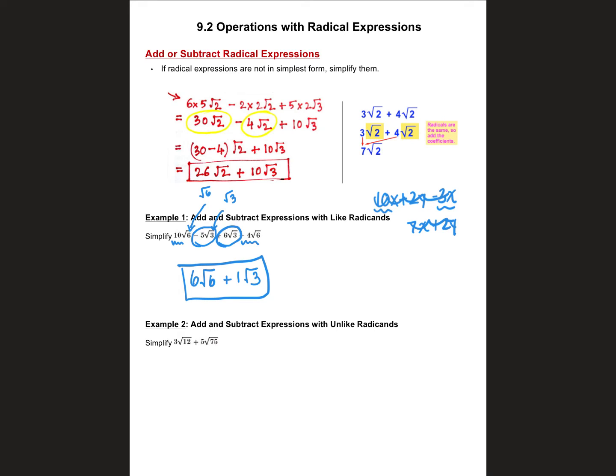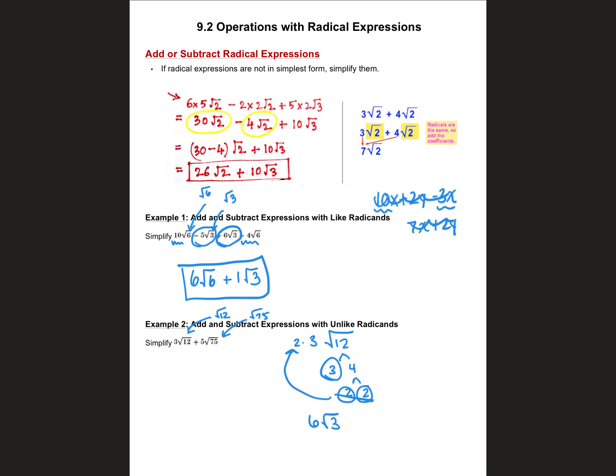In example 2, see my radicals. I have radical 12 and radical 75. I have to see if those can be simplified first. So we do that with a factor tree. So radical 12 is really 3 times 4, 2 times 2. So I have a pair of 2's that can come out. There was already a 3 outside of the radical 12. So when I take that 2 out, it's being multiplied by the 3. That gives me 6, and then the leftover is 3.